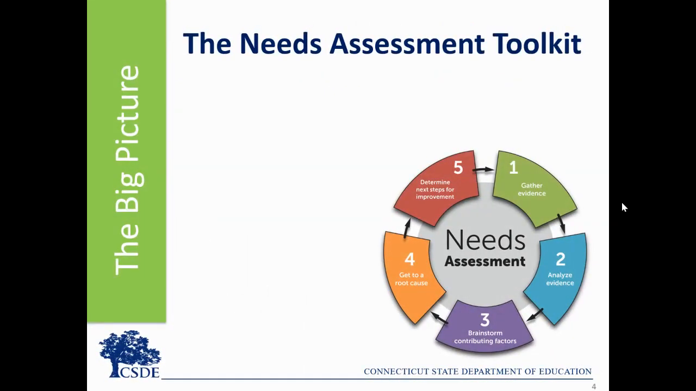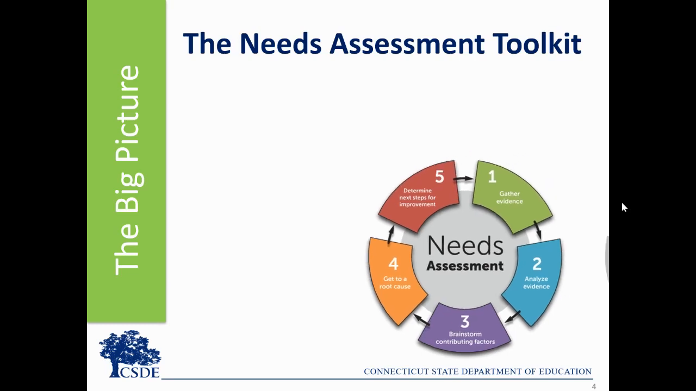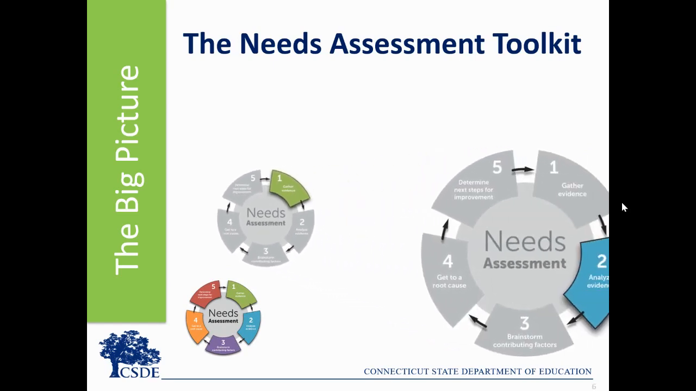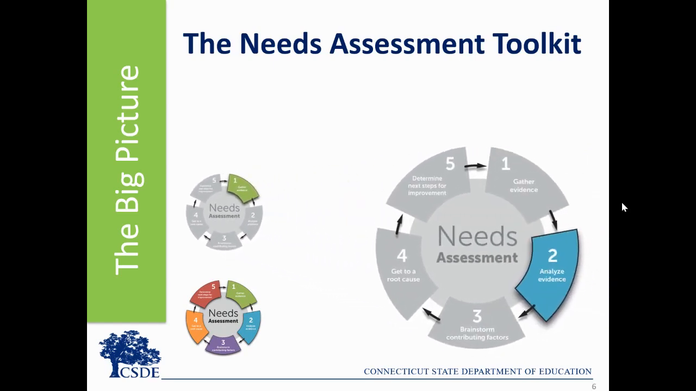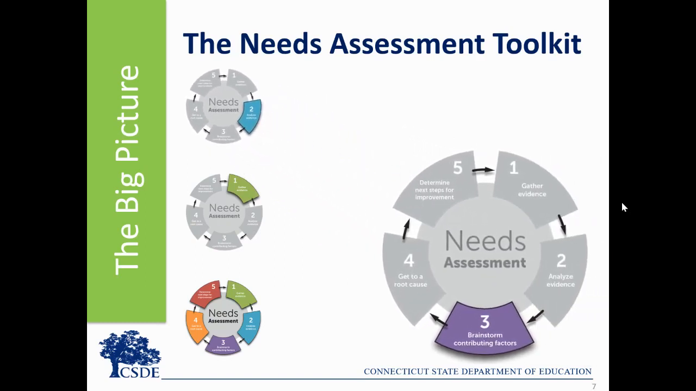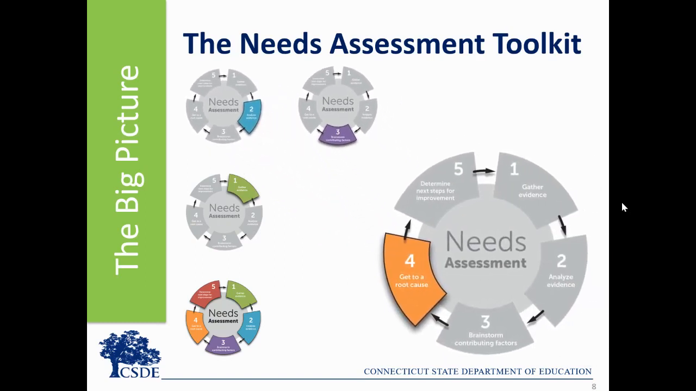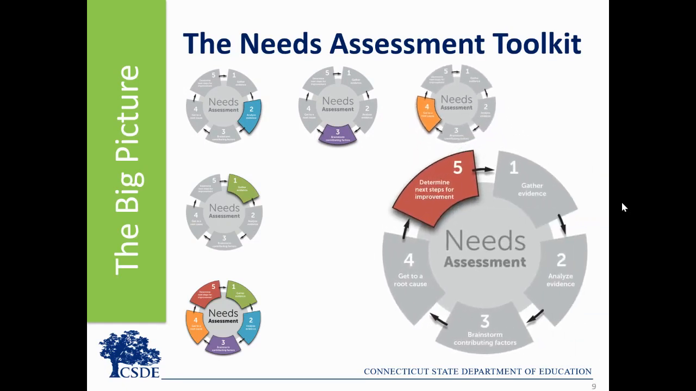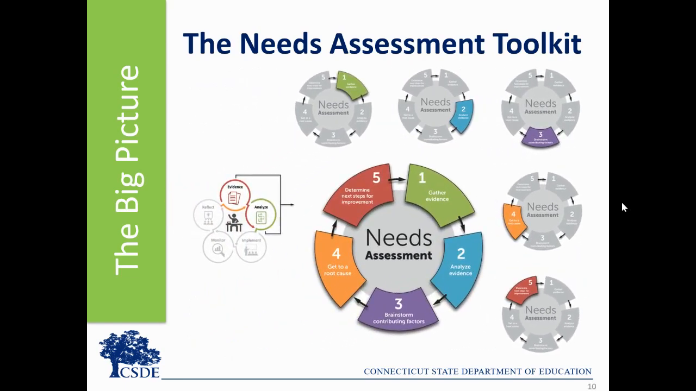Notice the graphic highlights that the needs assessment is also a continuous cycle. There are 5 steps in the process, and each step builds upon the work in the previous steps. The process begins with gathering evidence, which will include data. The evidence is then analyzed to determine priority areas. Then the team brainstorms contributing factors. Now the team asks questions that lead to an understanding of root causes. And finally, with an understanding of root causes, the team considers how to address a root cause to create a roadmap for developing an action plan. These 5 steps will lead to a deeper understanding of the needs of your organization and their root causes.